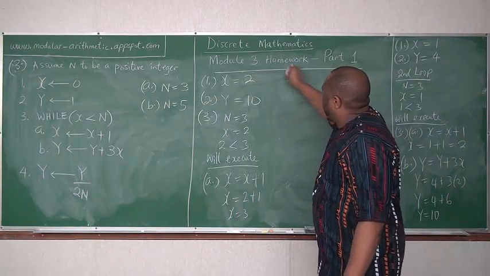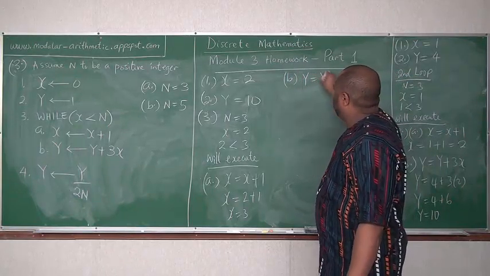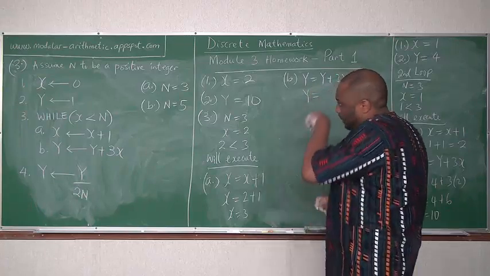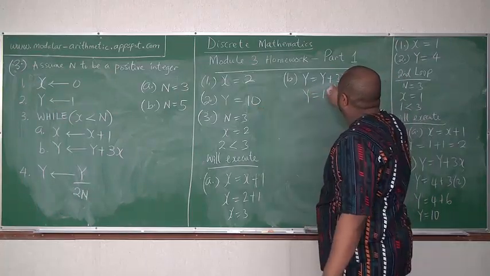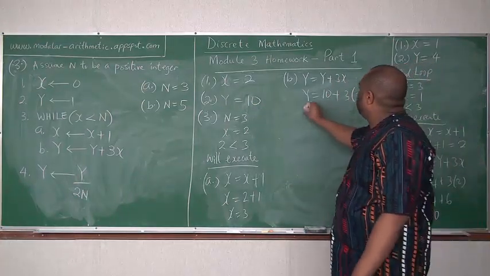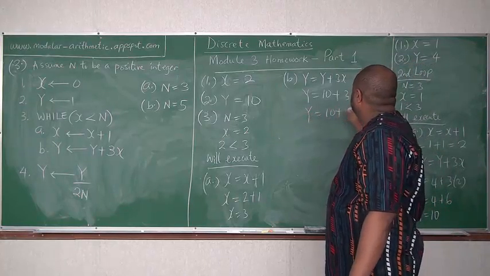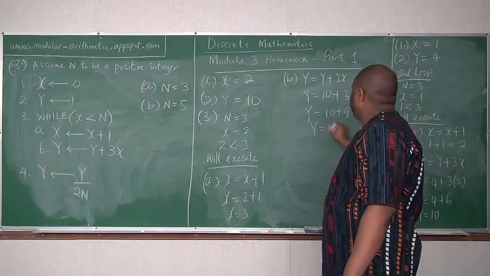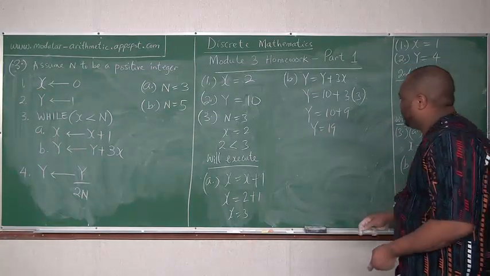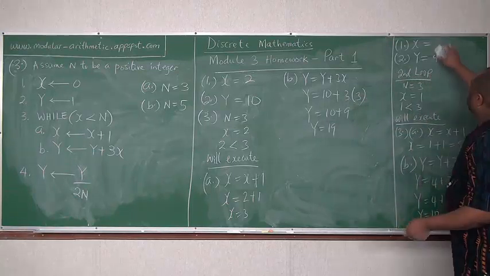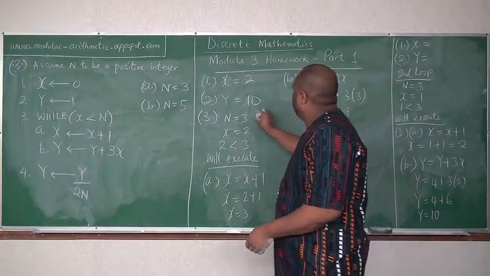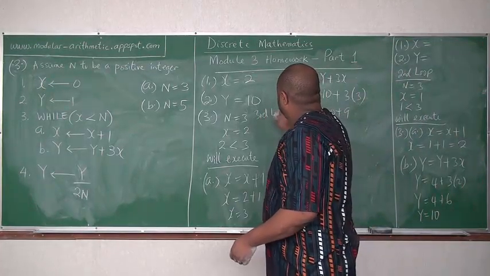And then the b part, y is y plus 3x. So y will be this y right here, 10 plus 3 times 3. So y will be 10 plus 9. So y will be 19. Okay? And then we continue again. This one is the third loop. Write this third loop.